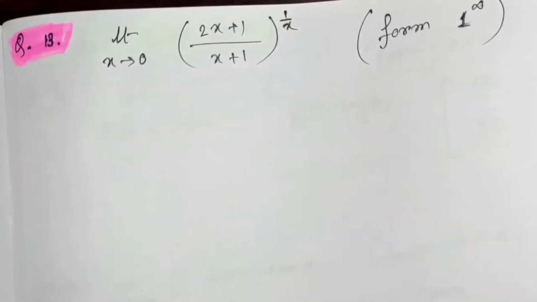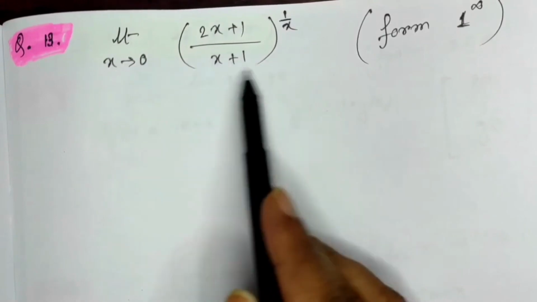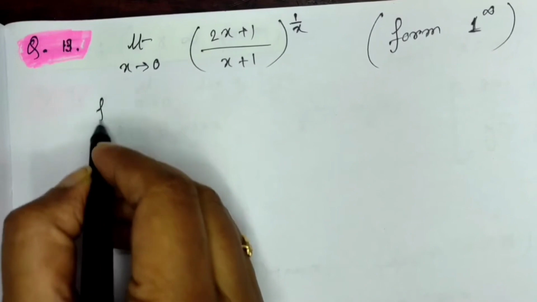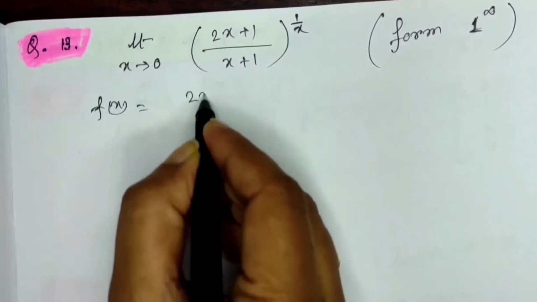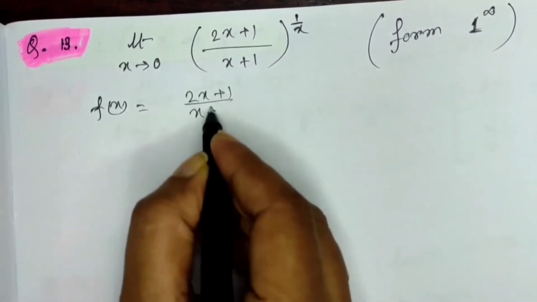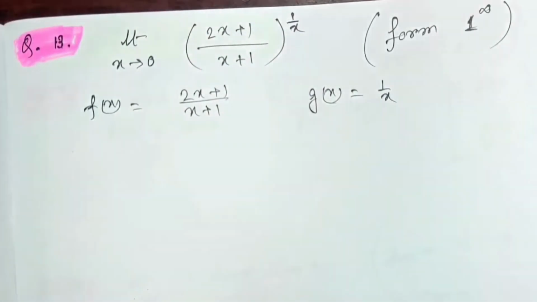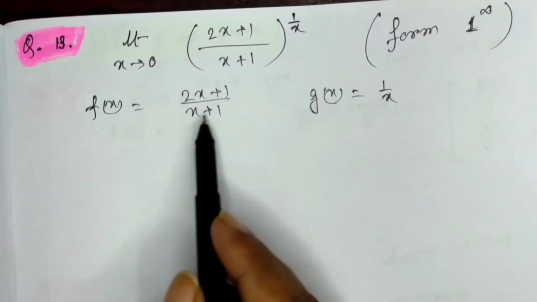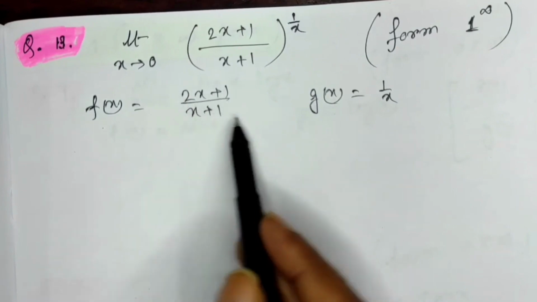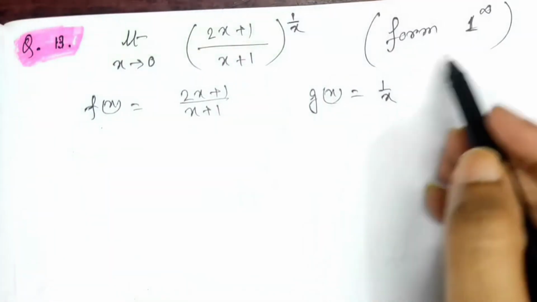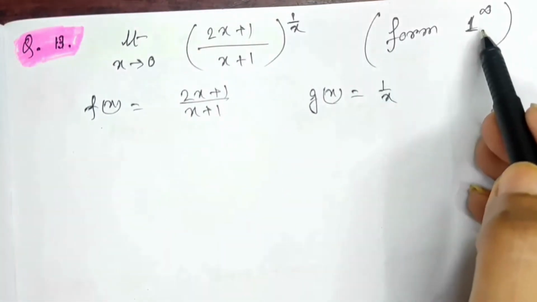One more example, that is the limit x tends to 0 of (2x plus 1 divided by x plus 1) whole to the power of 1 by x. So here f(x) is equal to (2x plus 1) divided by (x plus 1) and g(x) is equal to 1 upon x. So here we shall find out when x tends to 0, this value is 1, and for x tends to 0, this value is infinity. So it is in the form of 1 to the power of infinity.